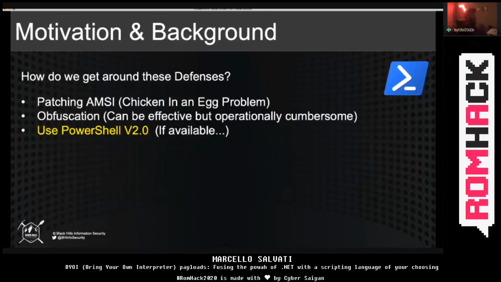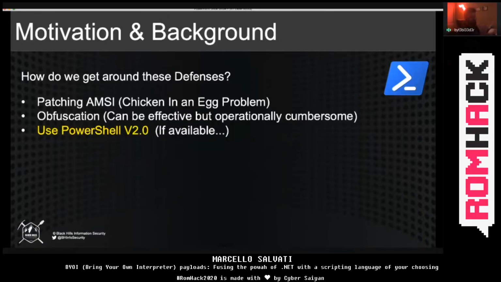But there's also obfuscation. We can use obfuscation to get around signature-based detection. That's old school stuff. That's pretty basic stuff, and it can be effective. PowerShell obfuscation can be effective, but it's operationally cumbersome, and it's not exactly something that fits easily within pen testing and red teaming workflows.